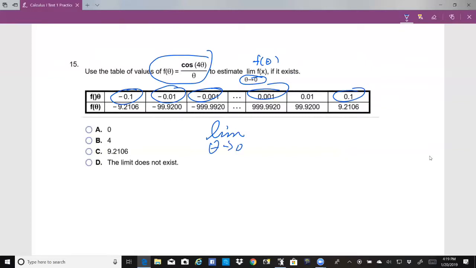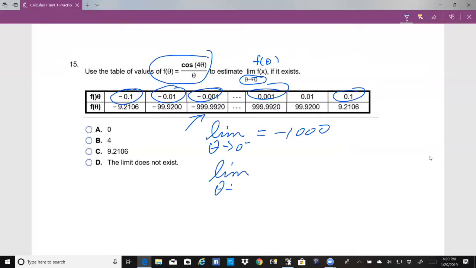from the left looks like it's about minus 1,000. Notice you get closer and closer, you're almost at minus 1,000. The limit as theta approaches 0 from the right, however, is like 999.99. It gets closer and closer to 1,000. You could also put this in your calculator and you would see numbers like this, and you would say the limit from the left and the right do not agree, and therefore the limit does not exist.